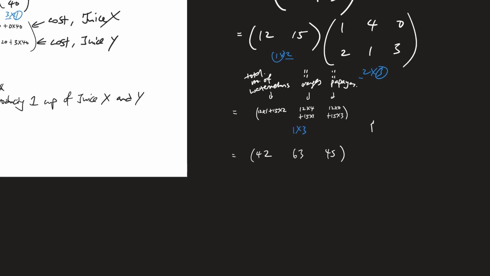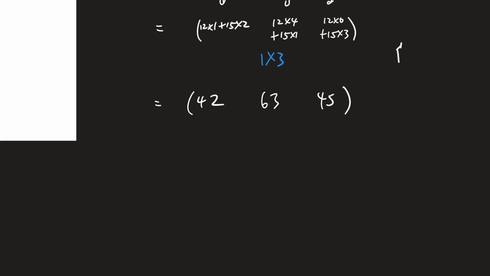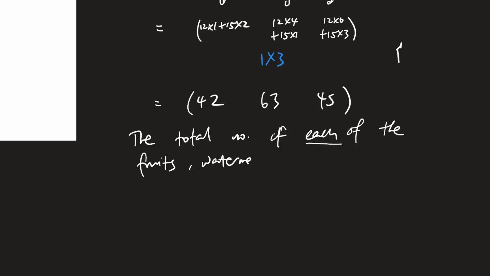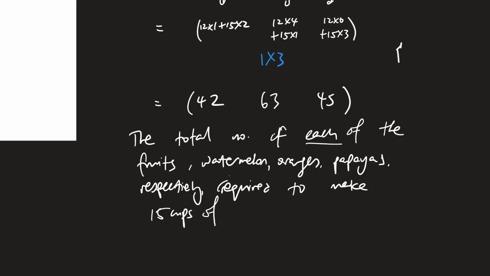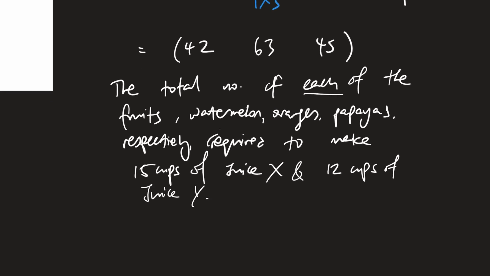And so we can say that they represent the total number. Let's write down: total number of each of the fruits. I always write each, right? Watermelon, oranges, and papayas required respectively. Actually, no, let's put it the other way. Each of the fruits, watermelon, oranges, and papayas respectively, required to make 15 cups of juice X and 12 cups of juice Y.